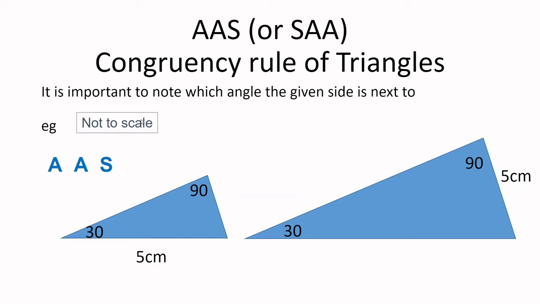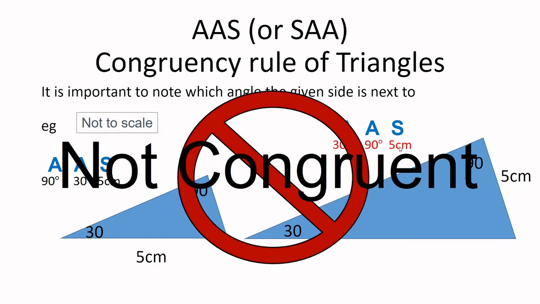I've given you two angles and a side length. This 5 centimeter side is next to the 30-degree angle. So the information I've given you is a 90-degree angle, a 30-degree angle, and a 5 centimeter side length. For the other triangle, I've also given you a 30-degree angle, a 90-degree angle, and a 5 centimeter side length. However, the 5 centimeter side length is next to the 90-degree angle. So although this is angle, angle, and side, it's in the wrong order. So these two triangles are not congruent, but I'll bet you found that a little bit complicated.